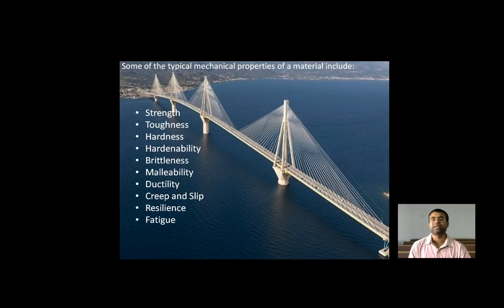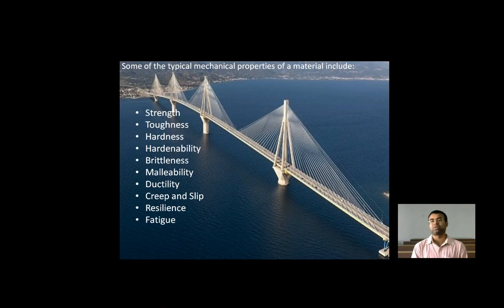There are various kinds of mechanical properties of a material, which include the strength. Obviously mechanical strength is much more, strength meaning including all the things. So the toughness, the hardness, hardenability, brittleness, malleability, ductility, creep, slip, resilience, and the fatigue. These are all the basic mechanical properties.